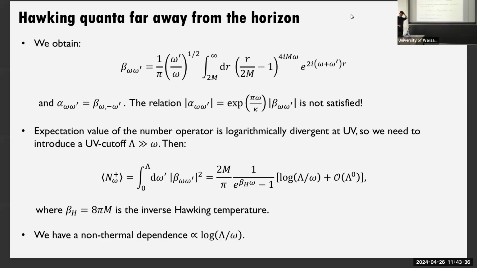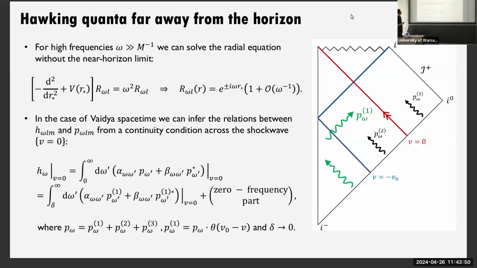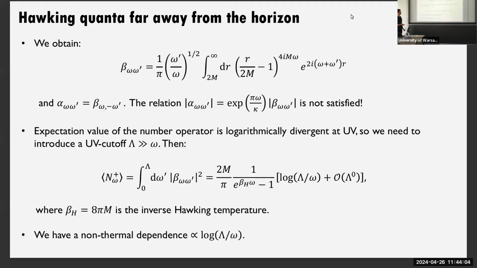I don't consider the gray body factor, because this log term is not a gray body factor, because I work in the WKB approximation for high energy. The gray body factor comes from this V term here, but here I take just large omega and neglect this V. This is like the model of formation of the Schwarzschild black hole. I don't consider the eternal Schwarzschild, the whole Kruskal solution, but I consider only the dynamical part.